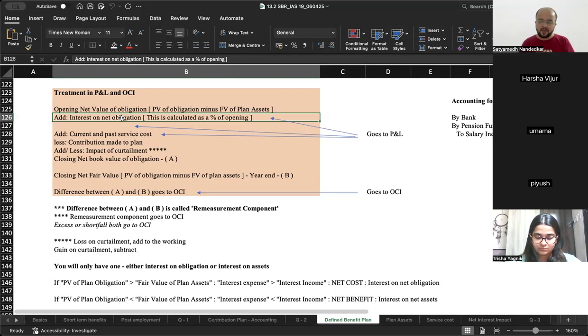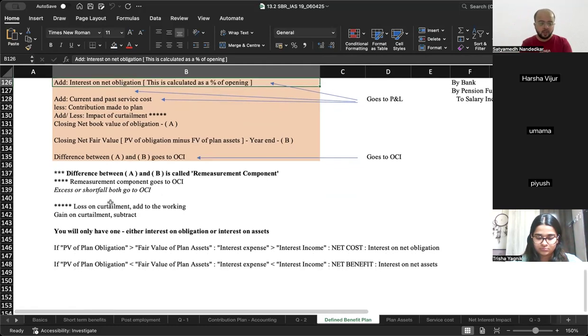Compare that with the net fair value. So take the PV of obligation minus the fair value of plan assets. Again, this value will be given to you in the question. The difference between A and B goes to other comprehensive income. It is known as the remeasurement component. The reason why this calculation is done is that the actuarial valuations will change, and that will have an impact on the items that are shown in your financial statements.